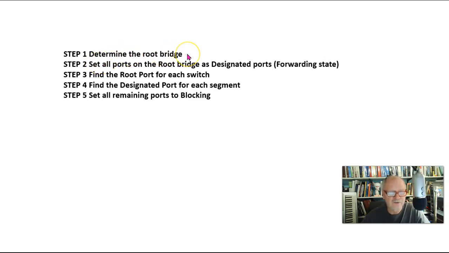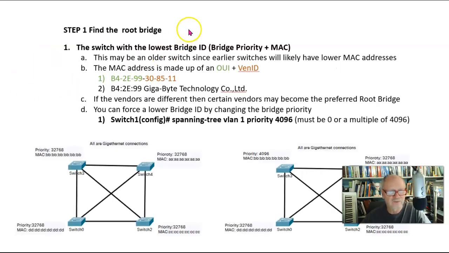Step 1 in the spanning tree protocol process is to determine the root bridge. Let's take a look at that in a little more detail. First of all, the switch with the lowest bridge ID. So of all these switches, the lowest bridge ID will make that the root bridge.